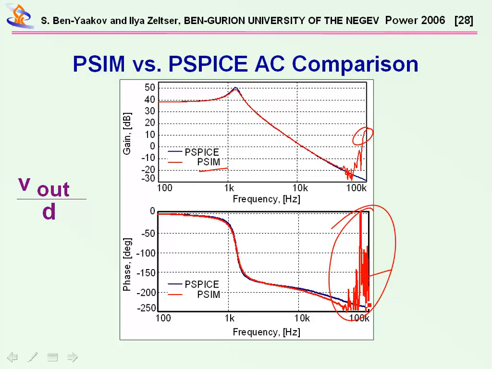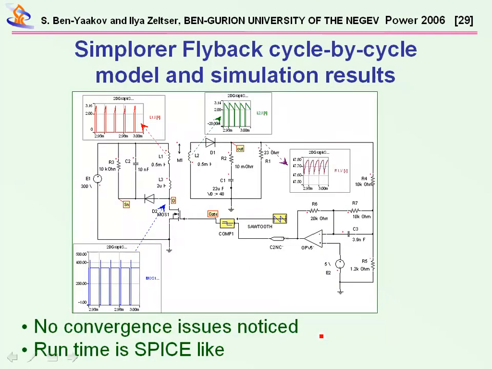So PSIM is incapable of doing the analysis. The black one is also incorrect because you cannot talk about small signal around the sampling or the switching frequency of 100 kilohertz. Both are actually limited to somewhere like here. So the agreement is actually pretty good. Now, the Simplorer implementation looks a little bit different.